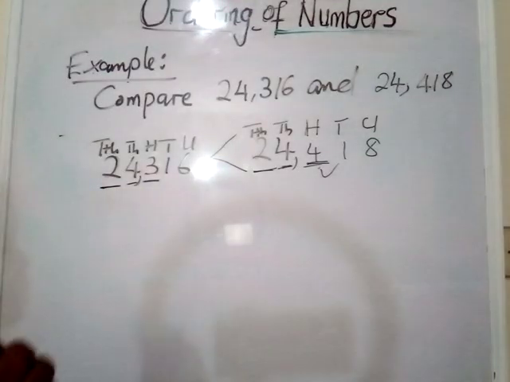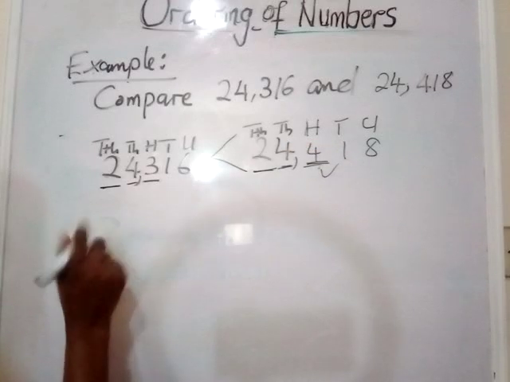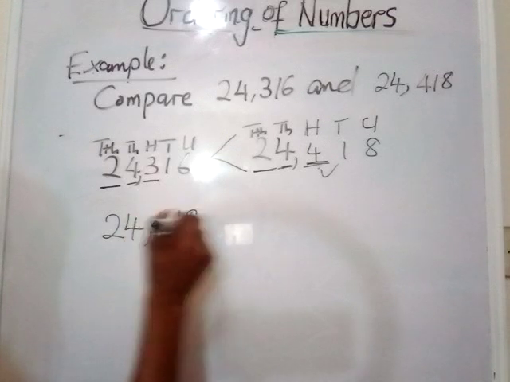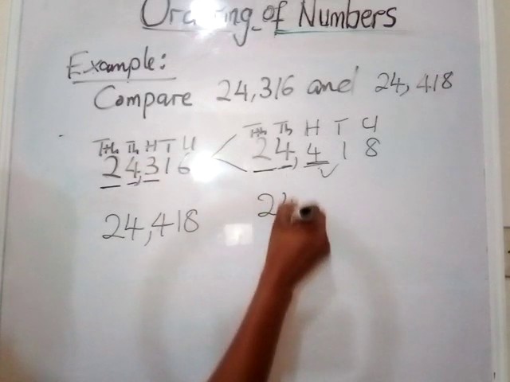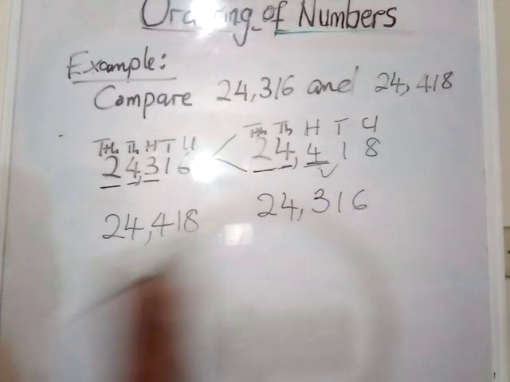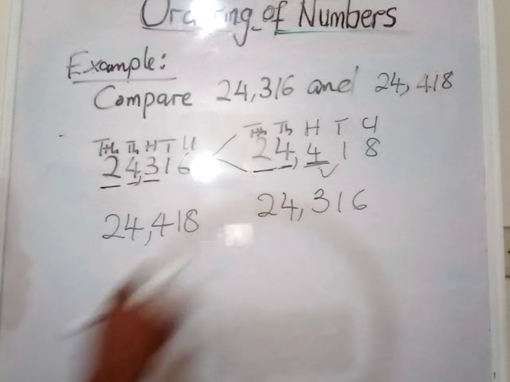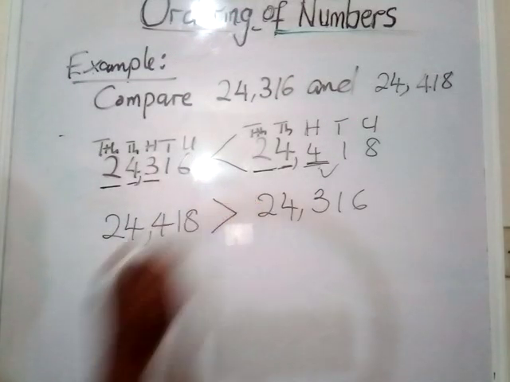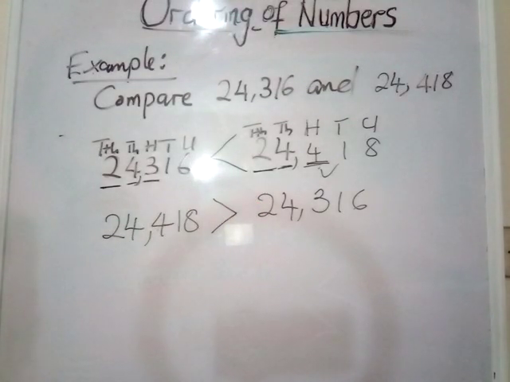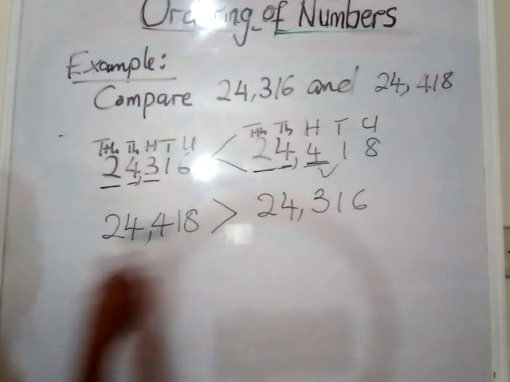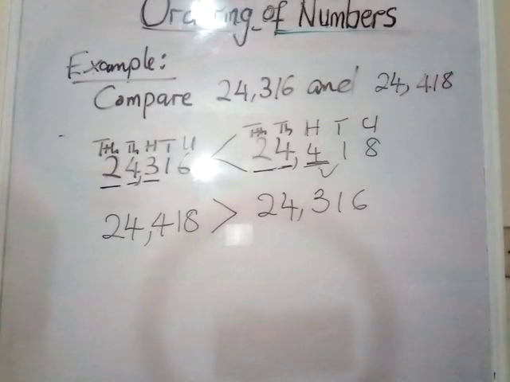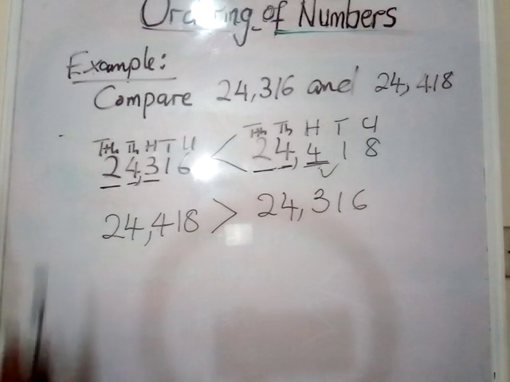Okay? Now, it's very important, just take note, assuming this number was written first, like you have 24,418, and then you have on the other side 24,316. Assuming this is the way the numbers are written, you won't use this particular symbol. In that case, the symbol you use is the one facing the opposite direction. Why? Because what matters is that the open end of the symbol faces the larger number, while the closed end of the symbol faces the smaller number. So this is how we order.